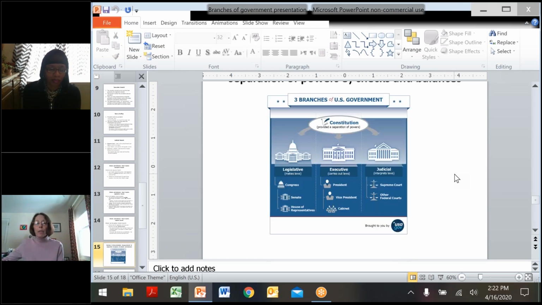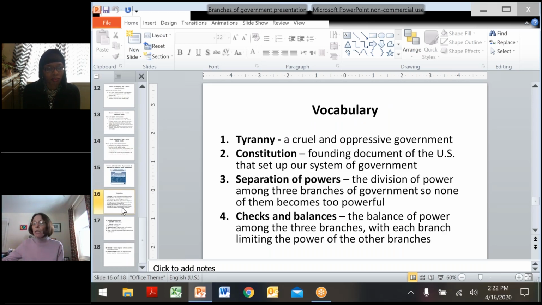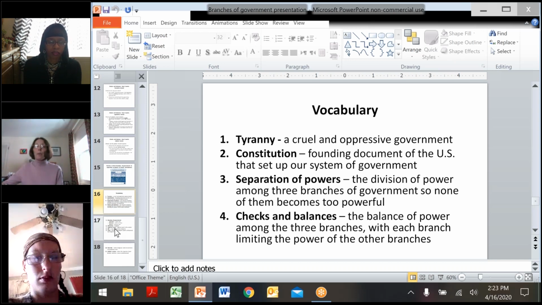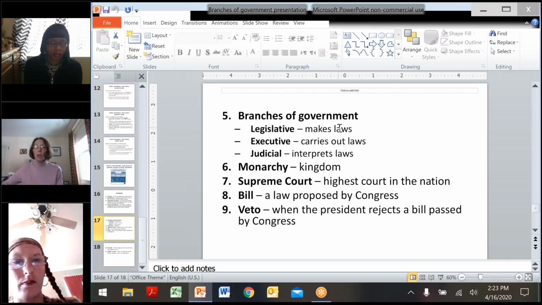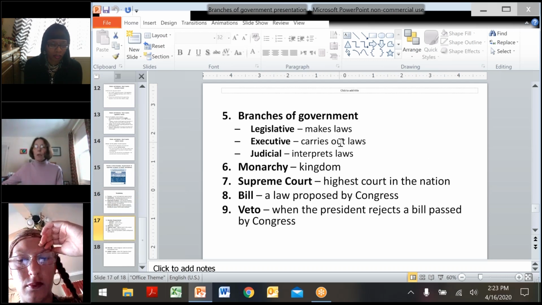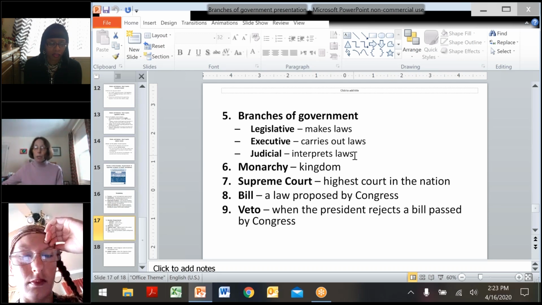Okay, so vocabulary, just to review again. Tyranny is a cruel and oppressive government. Constitution, a founding document of the US that set up our system of government. Separation of powers, the division of power among the three branches of government so none of them becomes too powerful. Checks and balances, the balance of power among the three branches, with each branch limiting the power of the other branches. Okay, again, branches of government: legislative makes the laws, executive carries out the laws, judicial interprets laws.